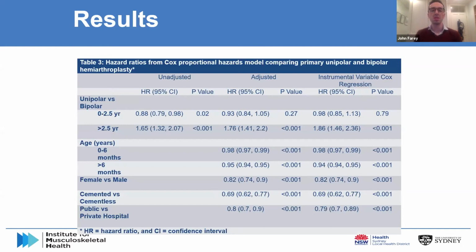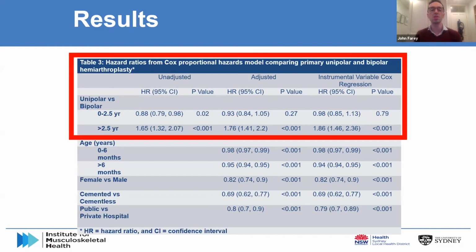And so these are the headline figures. So just hit next. Initially, at first blush, it looks like the unipolar hemi has a lower risk of revision in the first 2.5 years after surgery. But once you adjust for the known confounders, that relationship is no longer significant. It doesn't matter which prosthesis you're using in the first 2.5 years, there's no difference in revision rate.